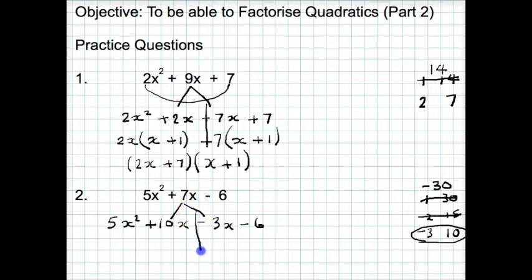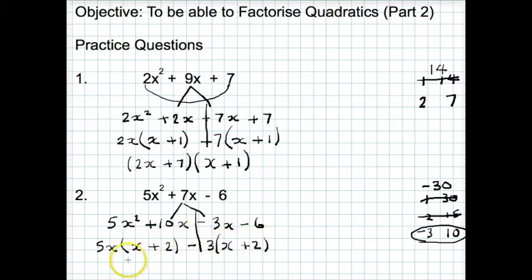Now remember, I factorise in pairs. What occurs in both? 5x. Open up a set of brackets. 5x times what gives me 5x squared? 5x times x gives me 5x squared, and 5x times what gives me 10x? 5x times 2 gives me 10x. Now I need to do the second set. What occurs in both? It's negative 3. Negative 3 times what gives me negative 3x? Well, negative 3 times x gives me negative 3x. And negative 3 times positive 2 gives me my negative 6.